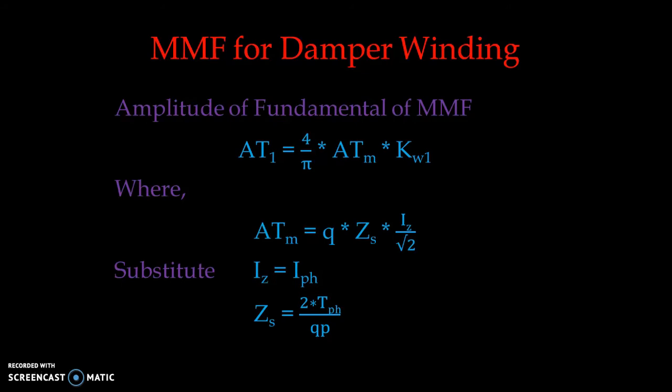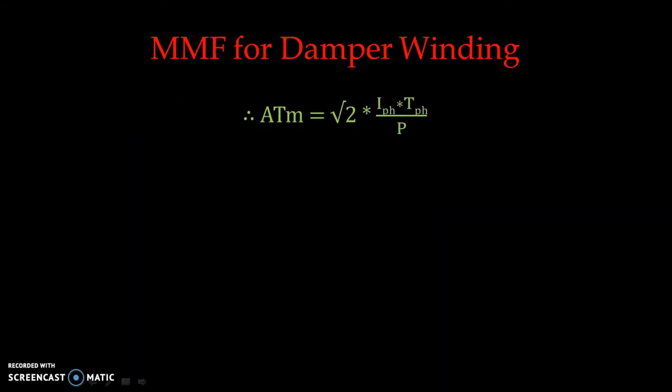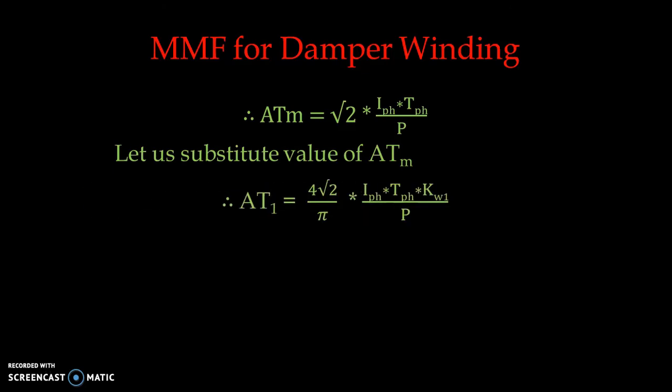This value we can substitute, and so our equation of ATM, after substituting these values, changes to root 2 multiplied by I phase multiplied by T phase and divided by number of poles P. Now if we substitute this value of ATM into the equation of AT1, where AT1 is our fundamental magnetomotive force, then AT1 becomes 4 multiplied by root 2 divided by pi multiplied by I phase multiplied by T phase multiplied by KW1 and divided by number of poles P.